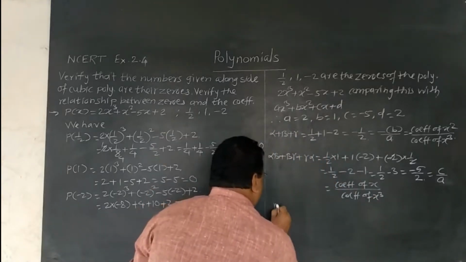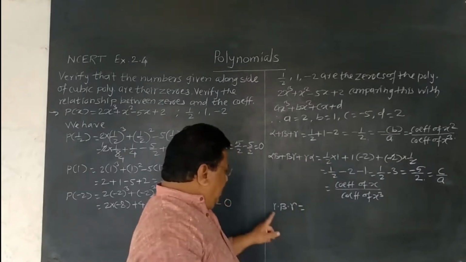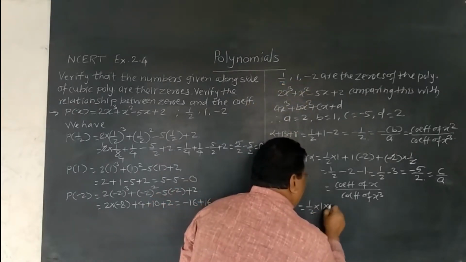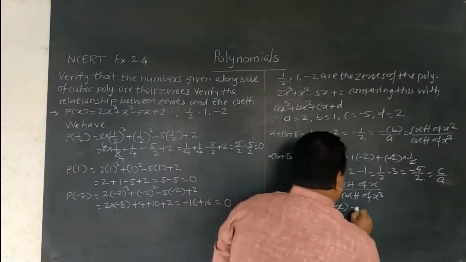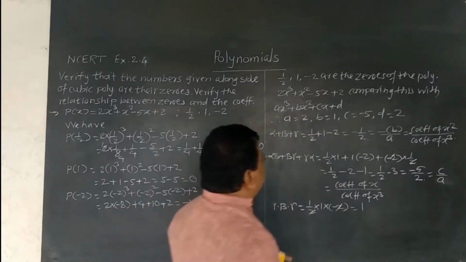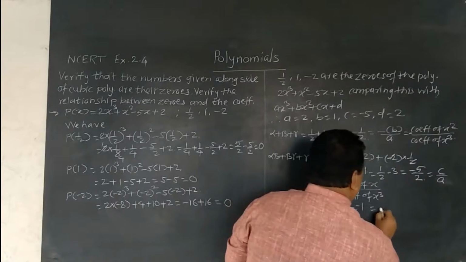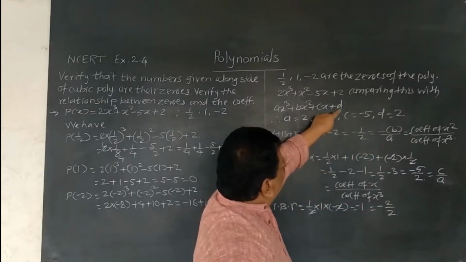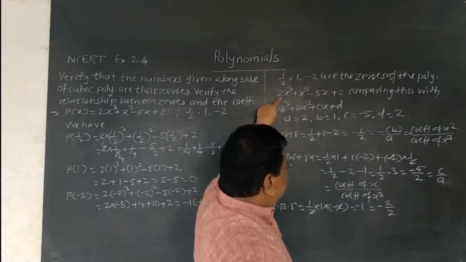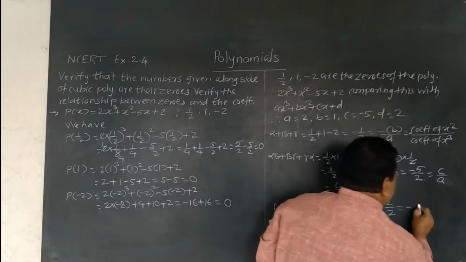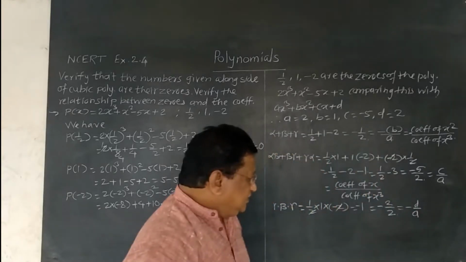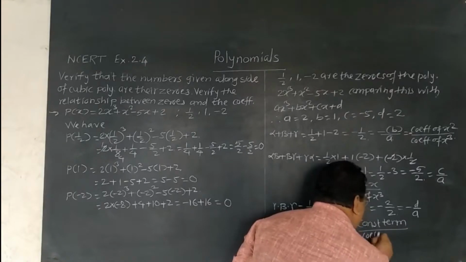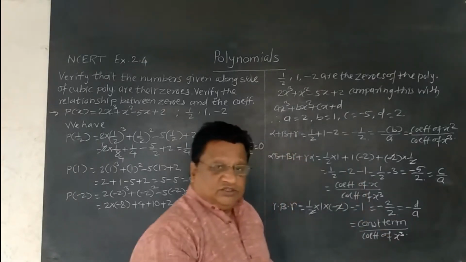Now next step, alpha into beta into gamma, that is 1 half into 1 into minus 2. Minus 2 and 2 cancel. It is equal to what? 1, and now we can write this as minus 1. We can write this as minus 2 upon 2. Minus 2 means constant term, constant term 2 upon this, so it is equal to minus d upon a. Minus d upon a means what? Constant term upon coefficient of x cube. So do you understand this?